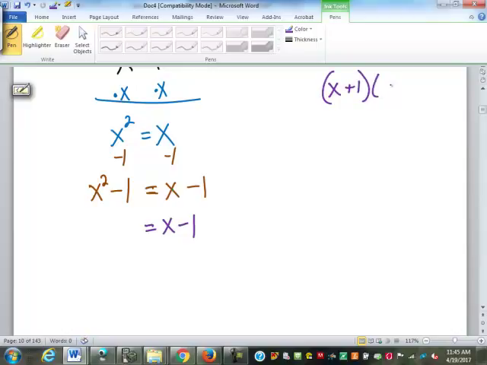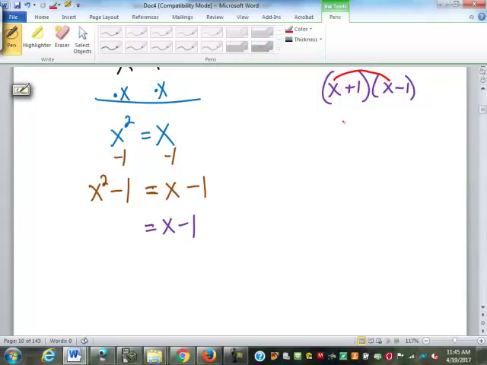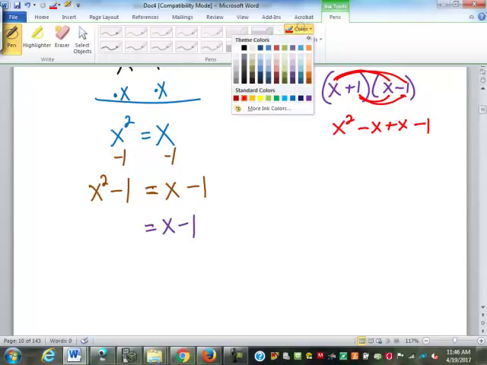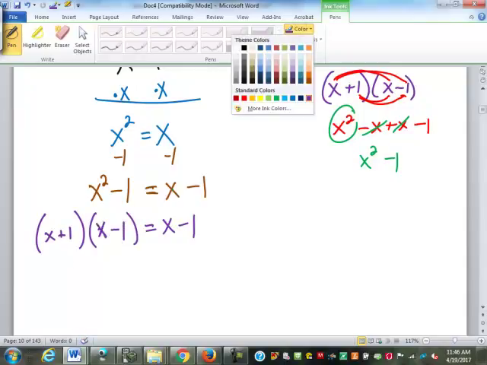If I did x plus 1 times x minus 1, if I multiply that out, x times x is x squared. x times negative 1 is negative x. 1 times x is positive x. 1 times negative 1 is negative 1. When I combine things here, I've got the x squared. Negative x and positive x cancel out, make 0, and I've got minus 1. So x squared minus 1 is equivalent to x plus 1 times x minus 1. And that's perfectly legal. I can split that apart like that.